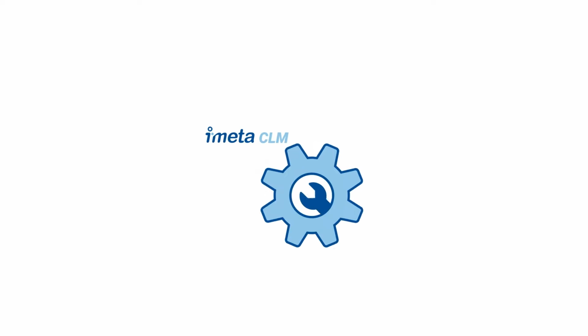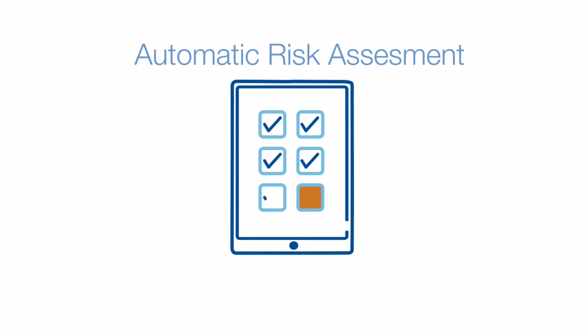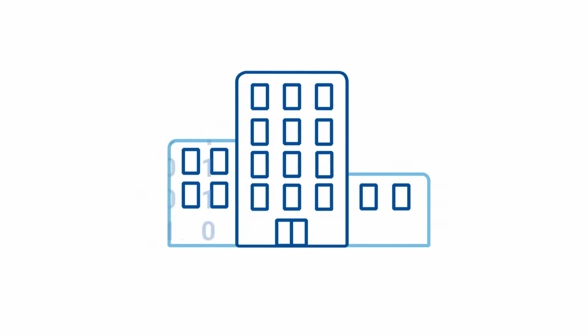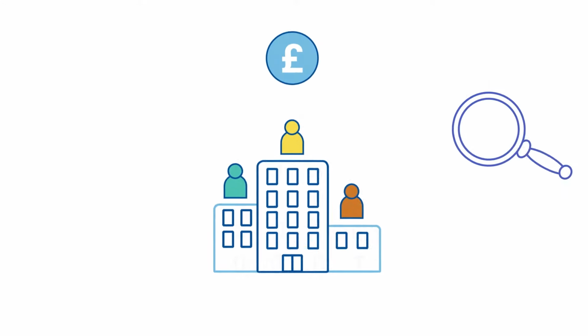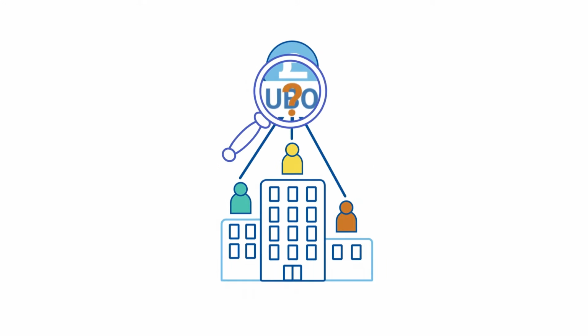The rules in iMeta CLM were tailored to the client's anti-money laundering policy. This provides automatic risk assessment with prompt notification if anything is missing. For example, if there is a company with available data up to shareholding but missing the UBO, the analyst will be prompted that there must be at least one UBO.